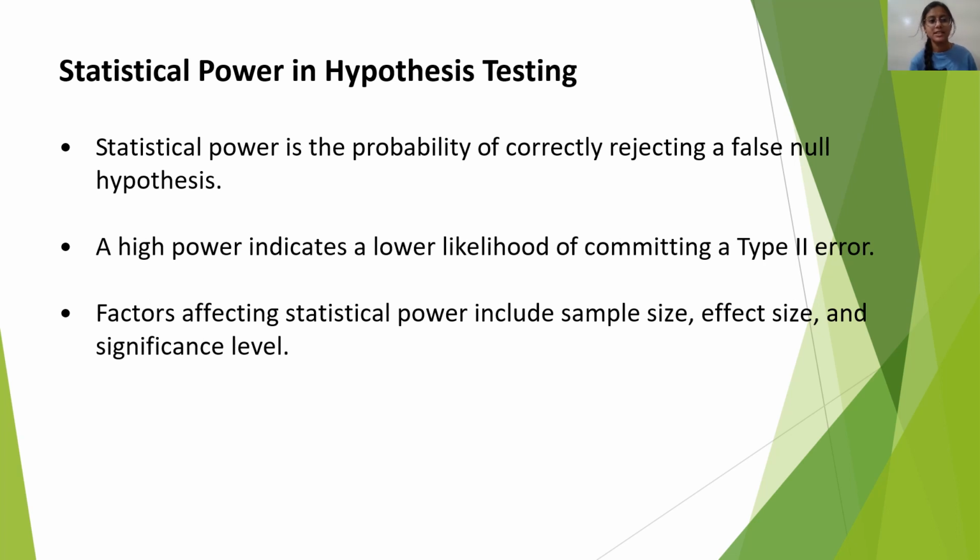Next, coming to statistical power in hypothesis testing. Statistical power is the probability of correctly rejecting a false null hypothesis. A high power indicates a lower likelihood of committing a type 2 error. Factors affecting statistical power include sample size, effect size, and significance level.